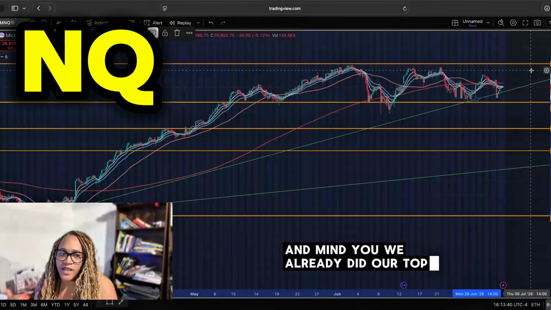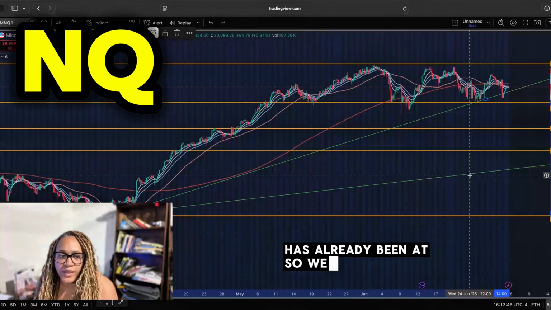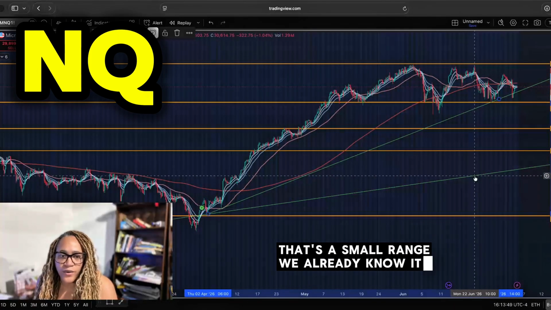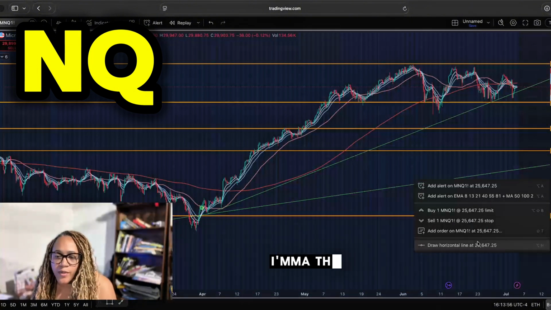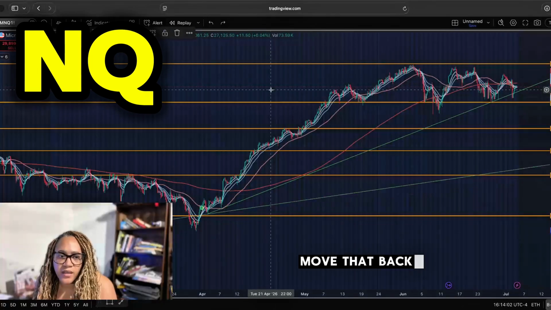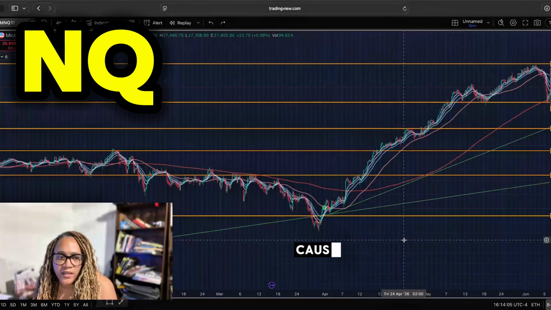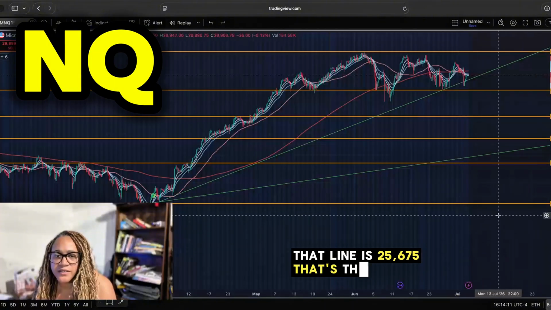Now, mind you, we already did our top down analysis and we know that these are where a lot of that movement has already been at. So we can't say that's like, oh, that's a small range. We already know it's a big range because that's why we do top down analysis, to let us see the big picture versus the small picture. I'm going to throw a little resistance right here. Oops, move that back. And I like that because we had a lot of action at that line. That line is 25,675. That's the area.